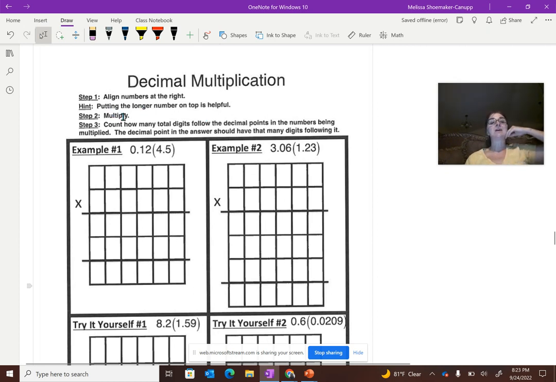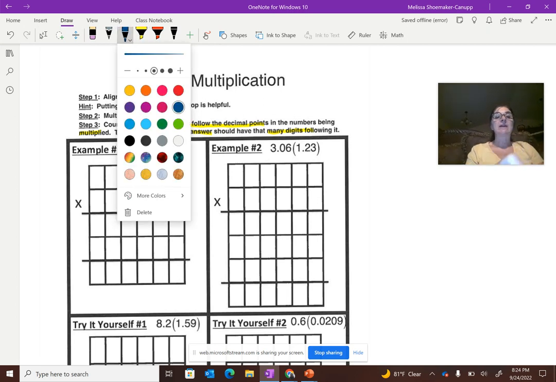I agree with that. Then you multiply, ignoring the decimals, and then you're going to count how many total digits follow the decimal in the numbers being multiplied. The decimal point in the answer should have that many digits following it. So you move it over. So I'm going to work this one, and then I'm going to have you guys work.